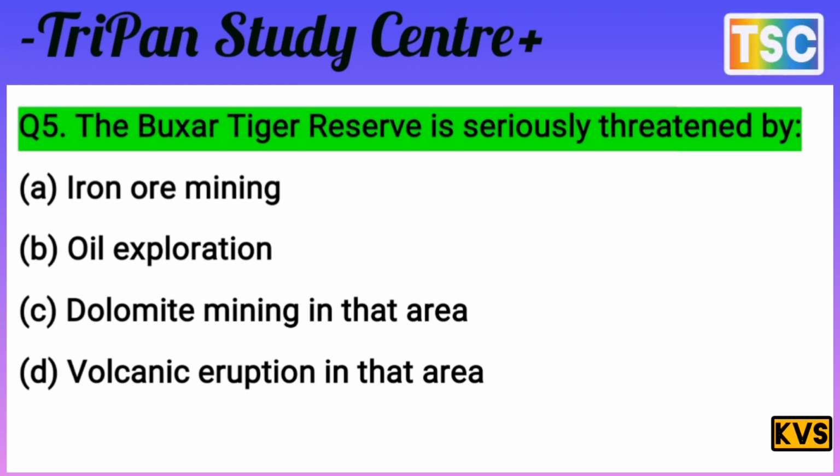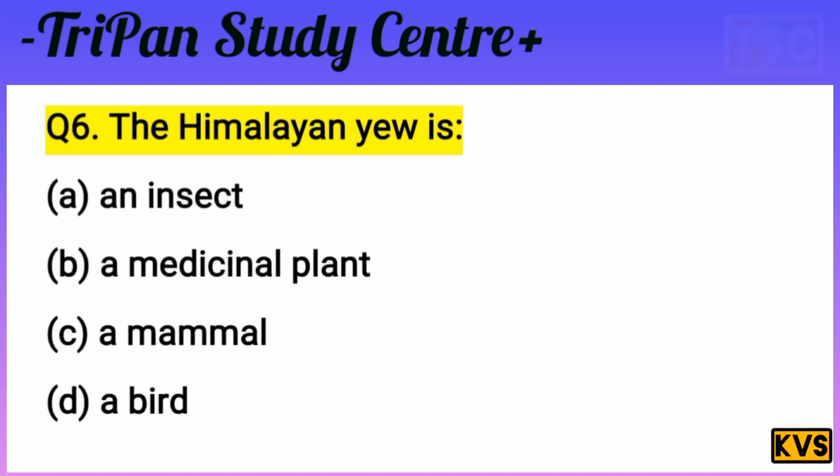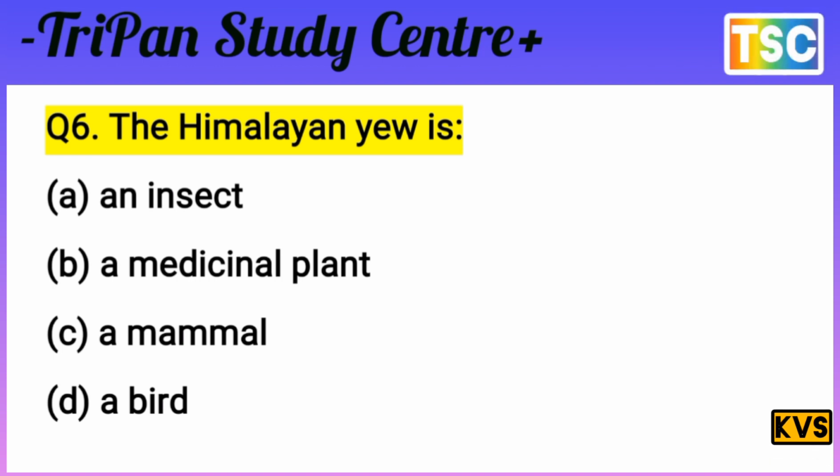The next question: the Himalayan Yew is what? The question is clear and very easy. The options are A, an insect, B, a medicinal plant, C, a mammal, D, a bird. The question is clear here. First of all, check your IQ level. Otherwise, I give you only a few seconds.